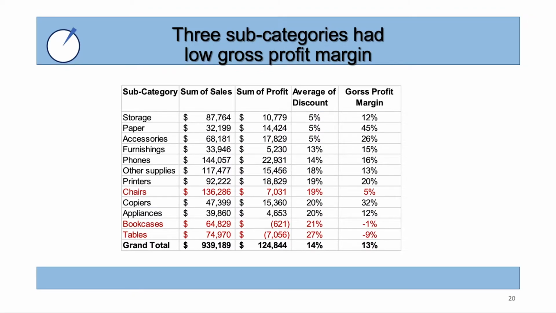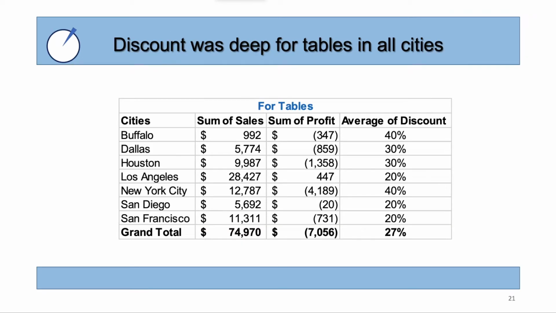Now this table breaks down the subcategory into sum of sales and profit, but it also displays the average discount and gross profit margin. The 3 subcategories that are highlighted with red, which are chairs, bookcases, and tables, are the 3 subcategories that had the lowest gross profit margin, and all 3 of these subcategories are also a part of the furniture category. So let's take a deeper look at all 3 of those subcategories, tables, bookcases, and chairs, and let's start with tables first.